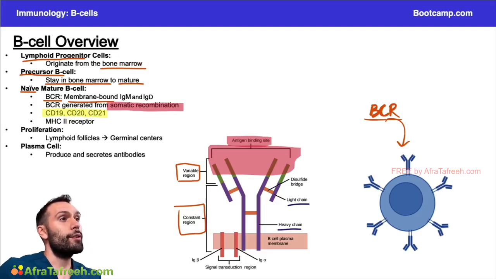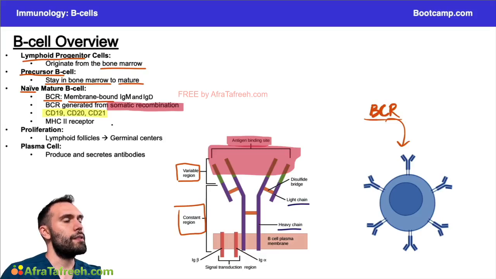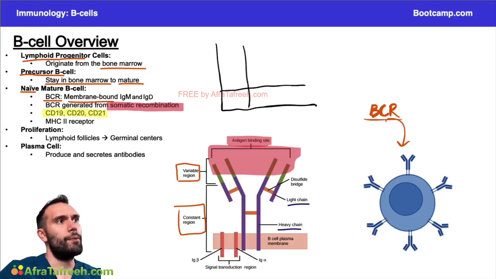And you might remember, if you watched the video on T cells, that there are specific markers for T cells. The specific marker for T cells is going to be CD3. Sometimes we'll take a sample from a patient and run it through flow cytometry just to see how many B cells and how many T cells that patient has.